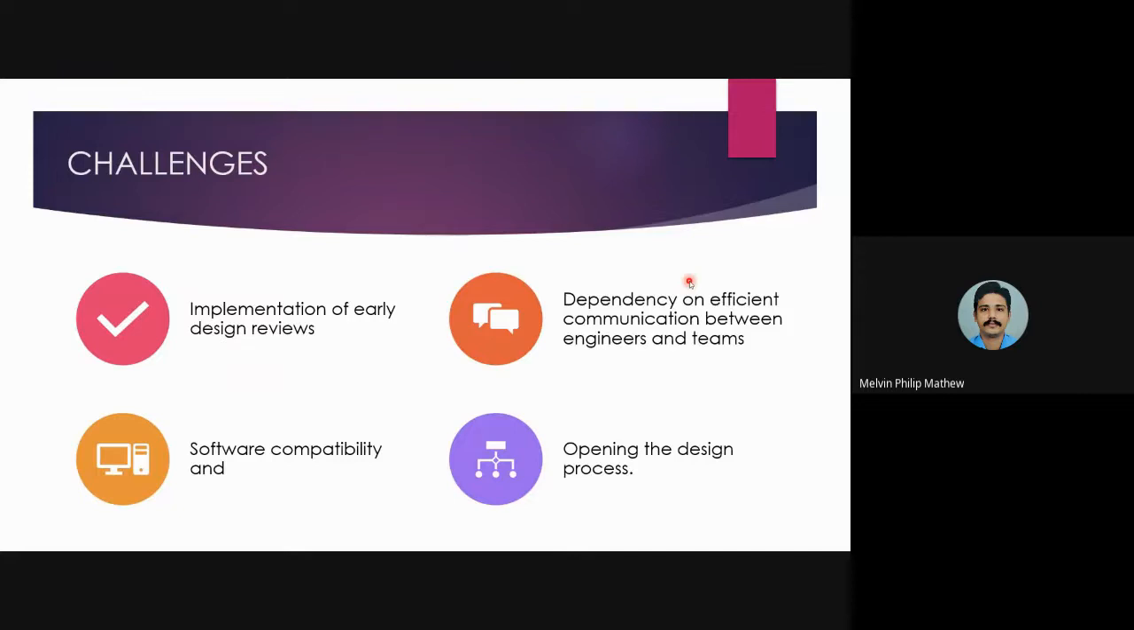And for that purpose, there must be efficient communication between the engineers. So rather than knowing the individual itself, we have to know the operations each and every individual carries out. And for that purpose, we have a person to oversee each and every operation.